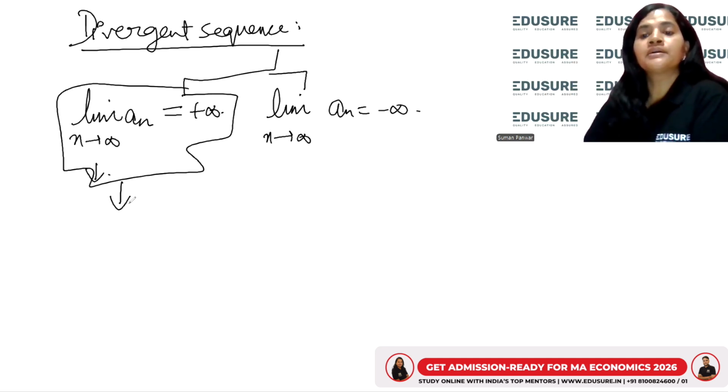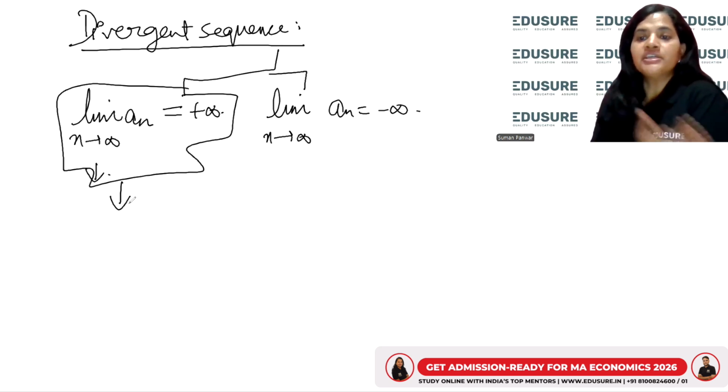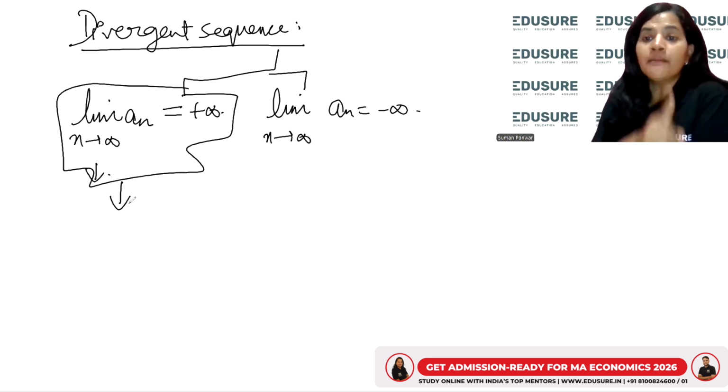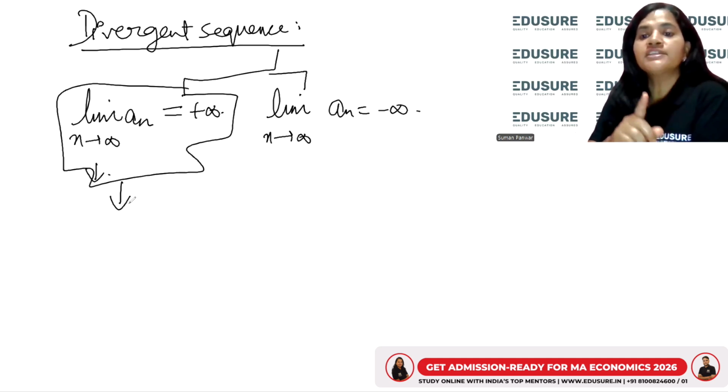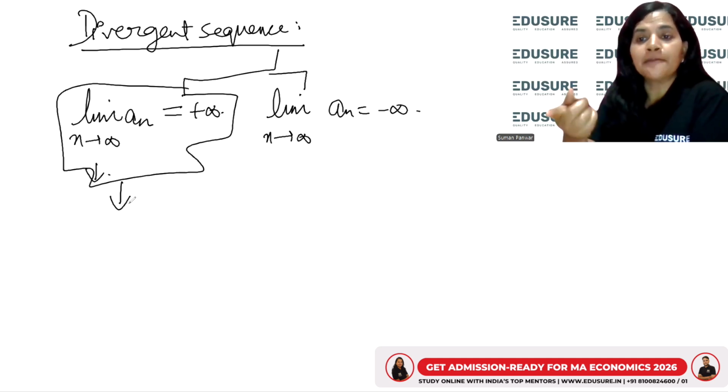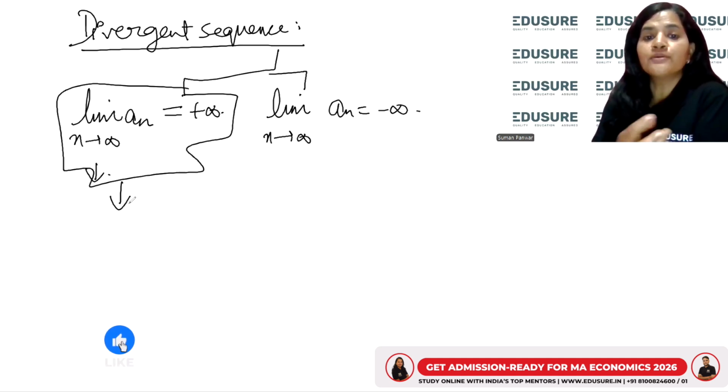For example, take a number g to be 1000. So there will be some an which will be greater than 1000. So whatever upper ceiling I try to put on the sequence, there will be a term of the sequence which will be greater than that ceiling. That is what is meant by a sequence which is going towards plus infinity. It is becoming bigger and bigger.